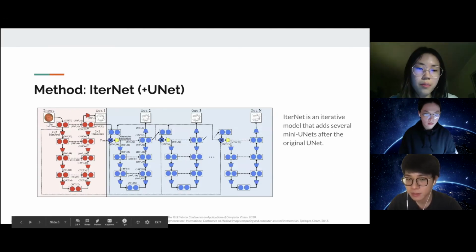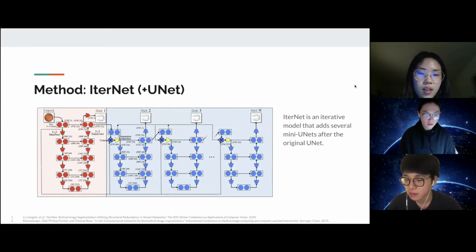The state-of-the-art model for the blood vessel segmentation task is IterNet, which is an iterative model based on UNet, a model known for fast and precise image segmentation. After predicting with the original UNet, IterNet will feed the output of UNet as input to the next mini UNets. According to the authors, it can find the connection of vessel neighbors and connect them like human experts would usually do.